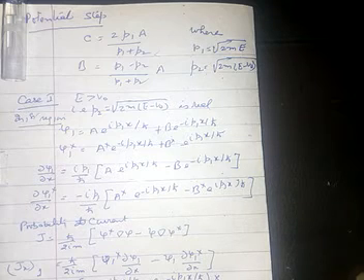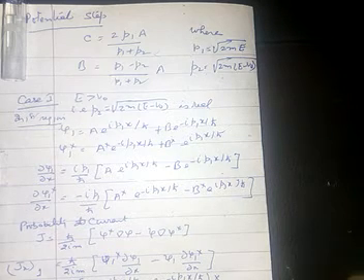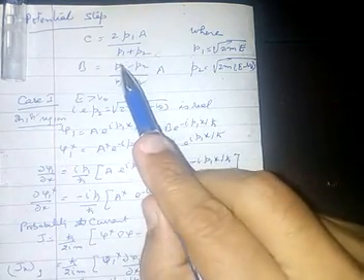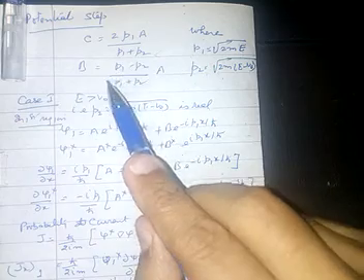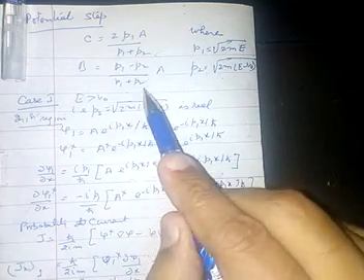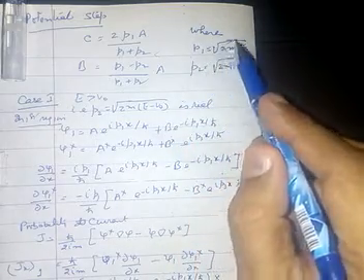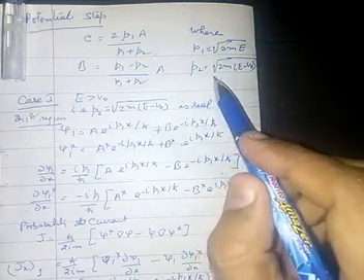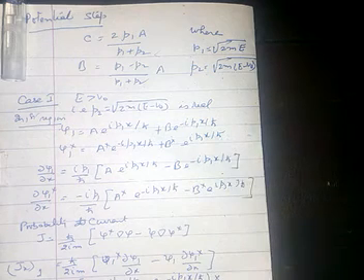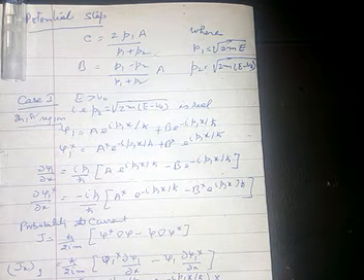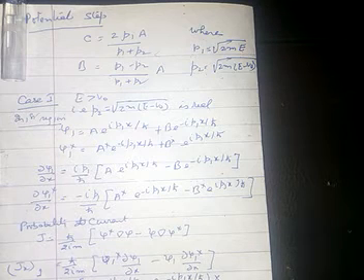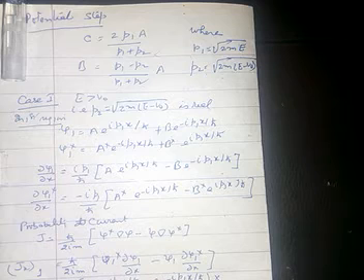Today we will be continuing with the potential step. Earlier we have calculated C is equal to 2P1A upon P1 plus P2 and B is equal to P1 minus P2 upon P1 plus P2 into A, where P1 is equal to under root 2ME and P2 is equal to under root 2M into E minus V0, and B and C represent the amplitude of the reflected and transmitted beam respectively in terms of amplitude of incident wave. Now here two cases arise.